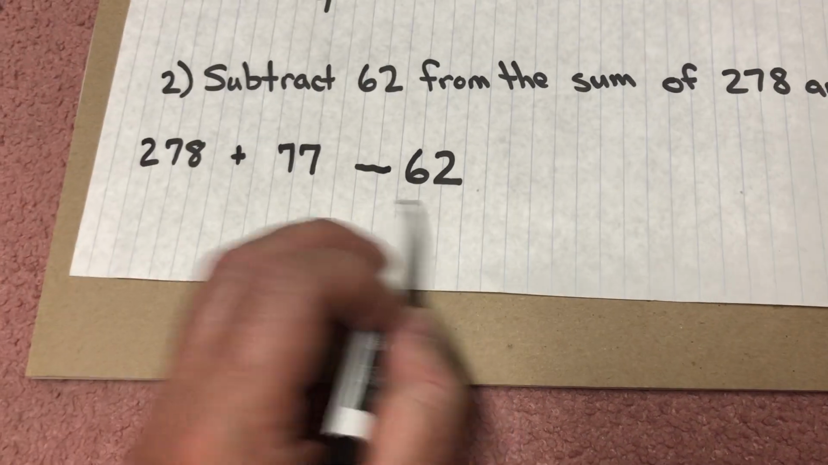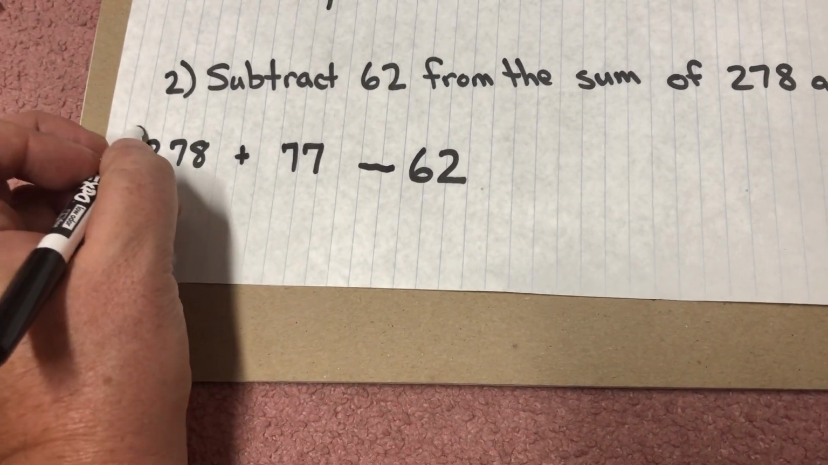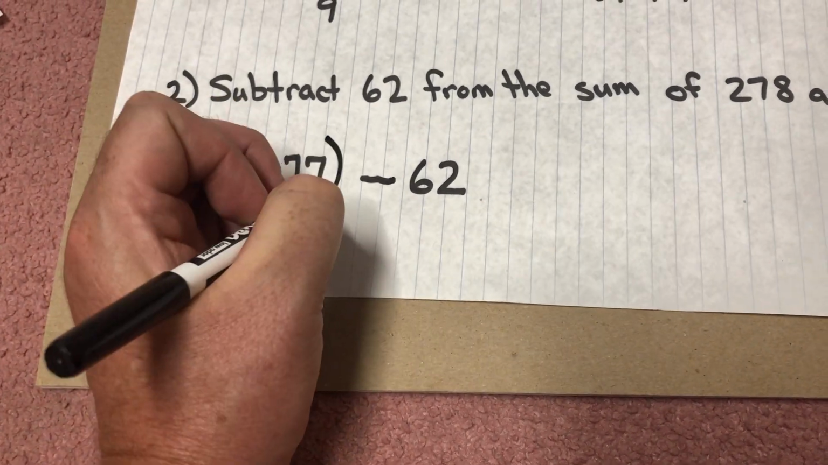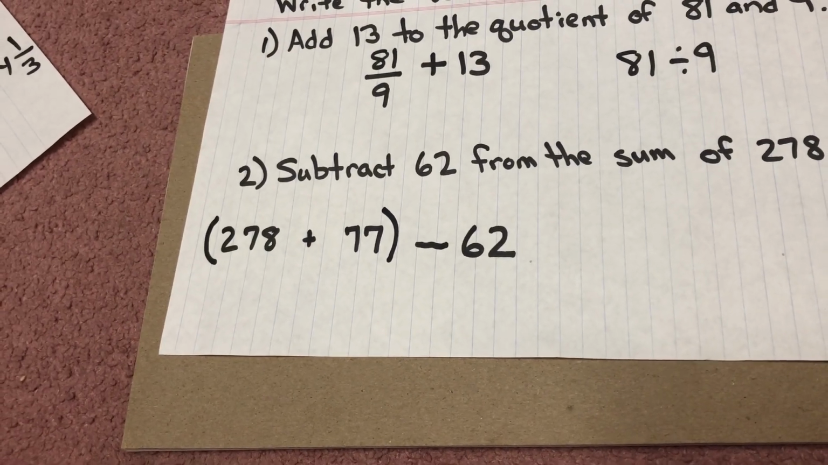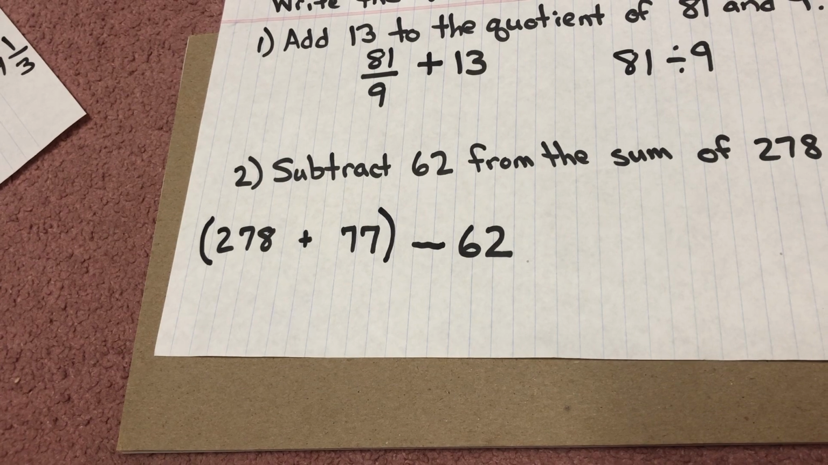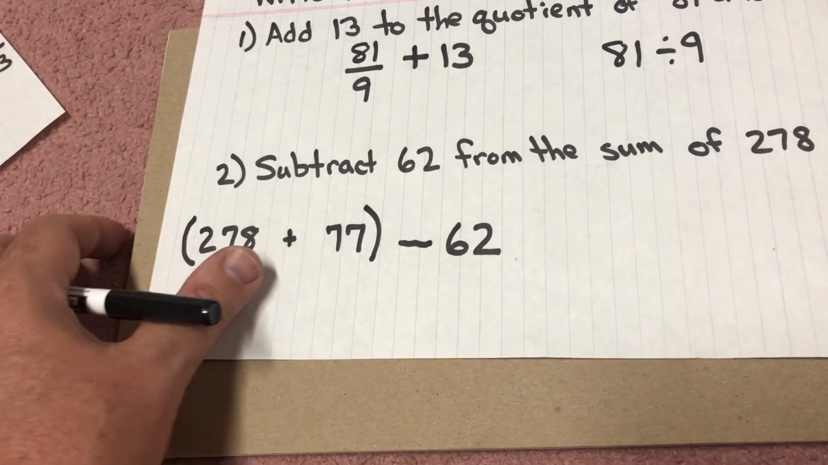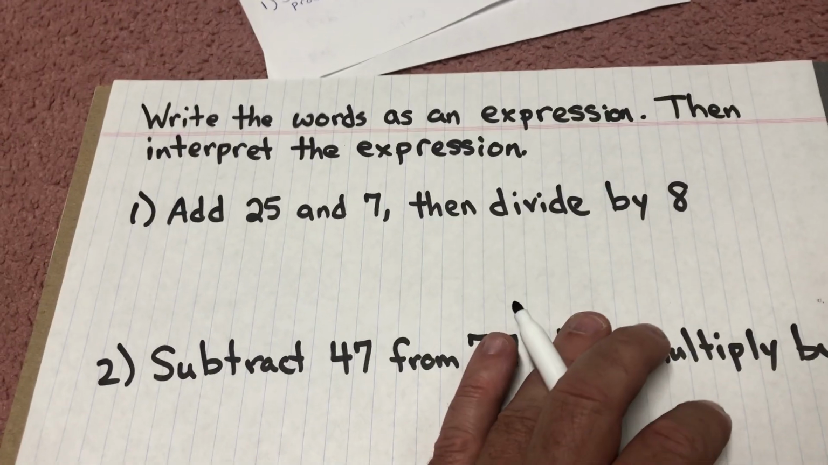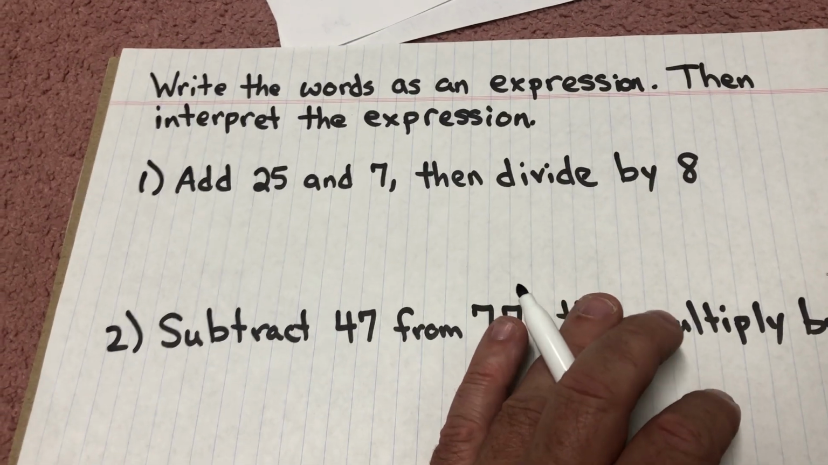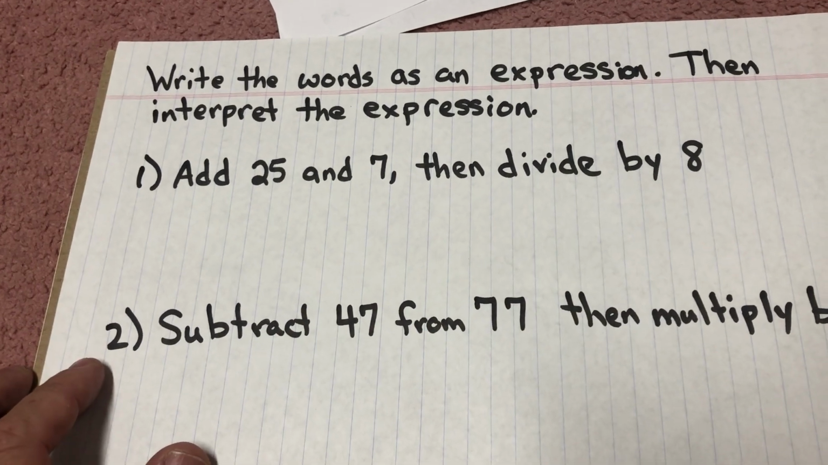However, if I left it like this, it would be fine. However, it would not be wrong to put parentheses there to make it very clear that that's what you're doing first. All right, let's go ahead and move right along to our second section here. Write the words as an expression, then interpret the expression.